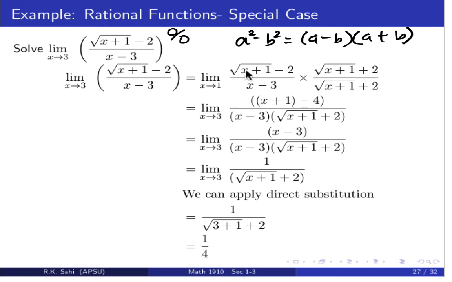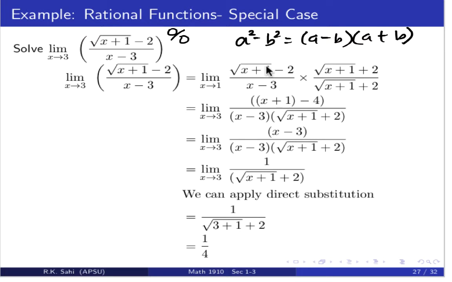So what we're going to do is rationalize the numerator by multiplying by square root of x plus 1 plus 2 divided by square root of x plus 1 plus 2. Very important, guys, we cannot change the original problem. But if we multiply by the same number and divide by the same number, we are basically having the original problem itself.